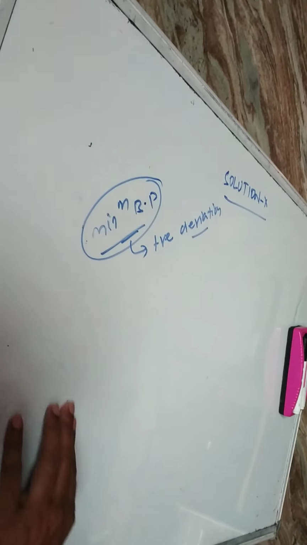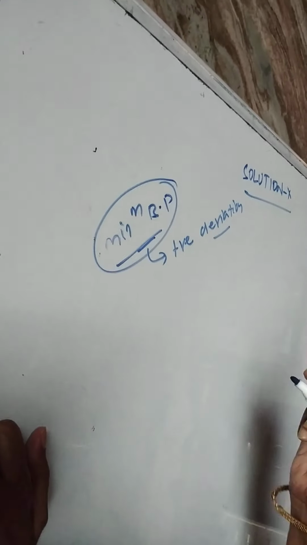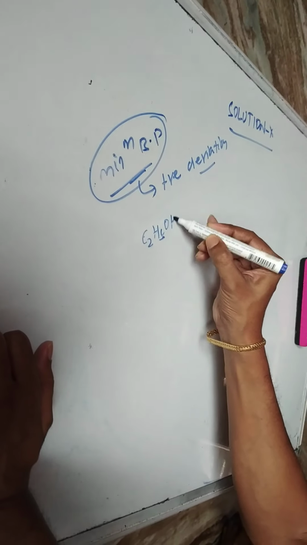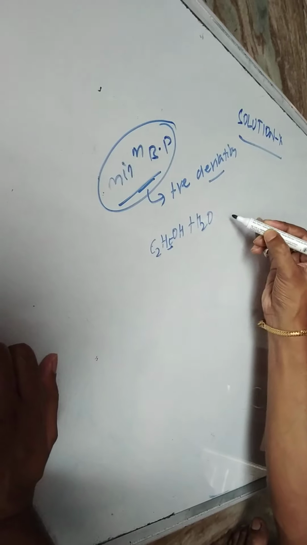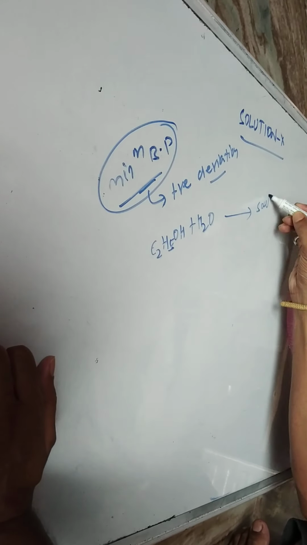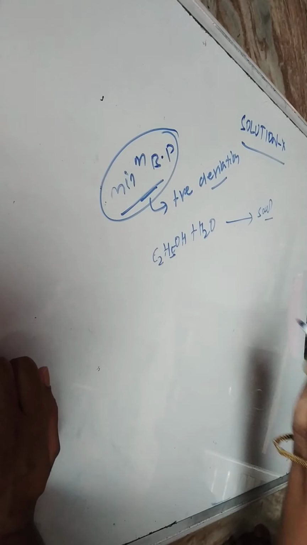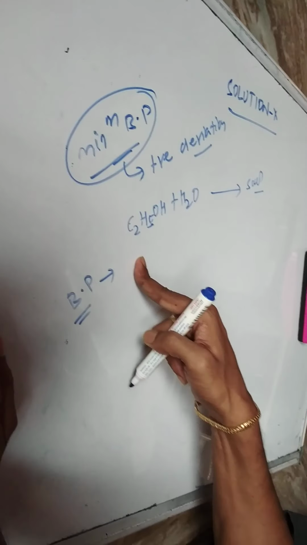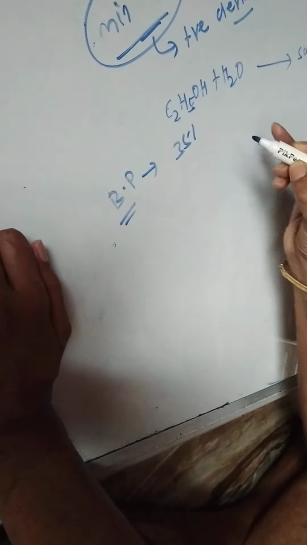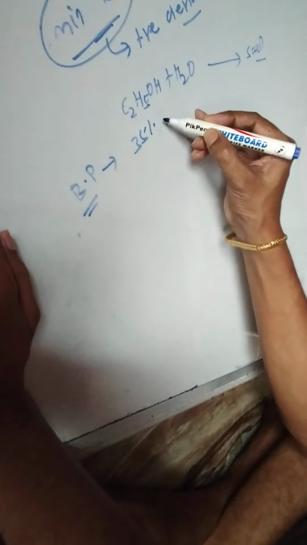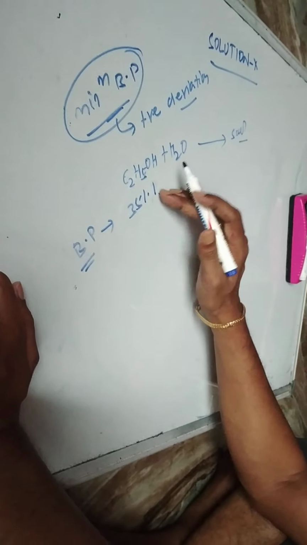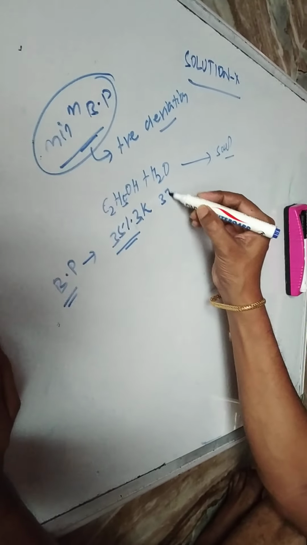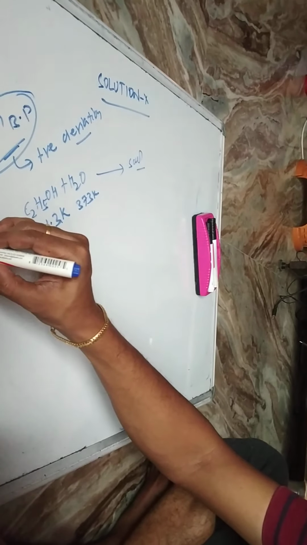Non-ideal solution showing positive deviation. For example, let's take a positive deviation solution consisting of ethanol and water, which forms an ethanolic solution. The boiling point of ethanol is 351.3 Kelvin, whereas the boiling point of water is 373 Kelvin under the atmospheric pressure of 1 atm.